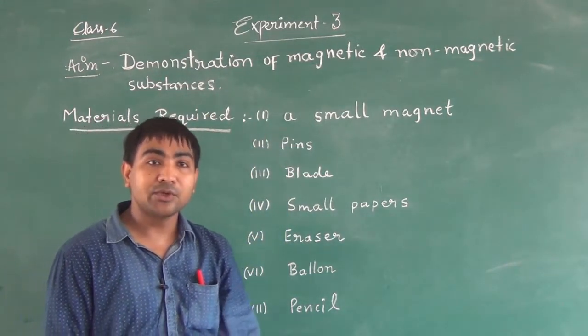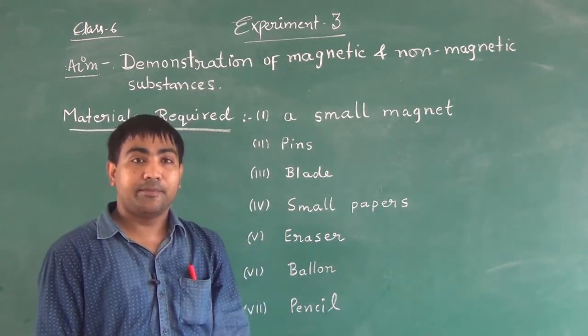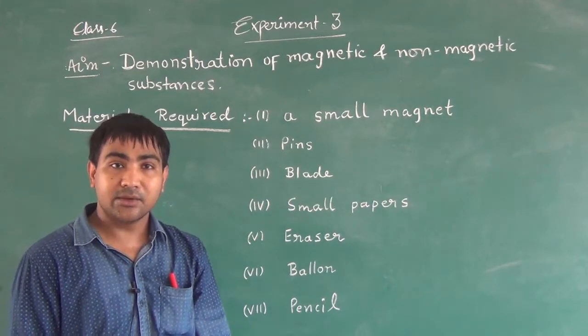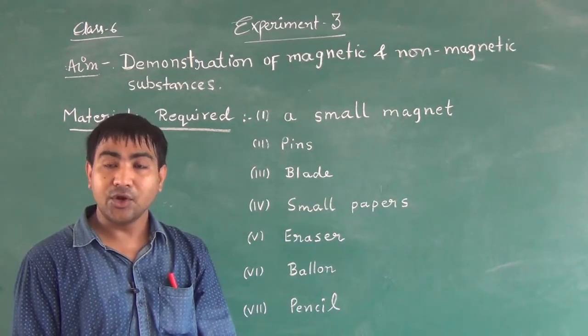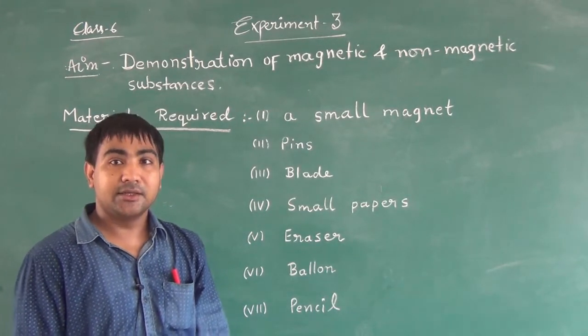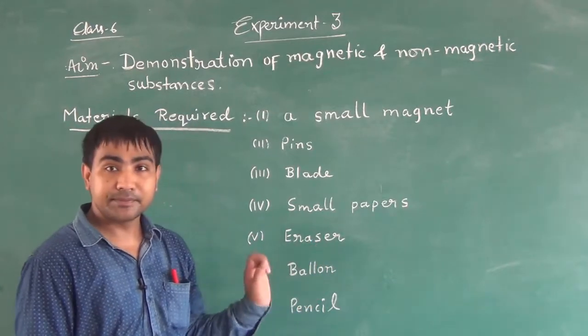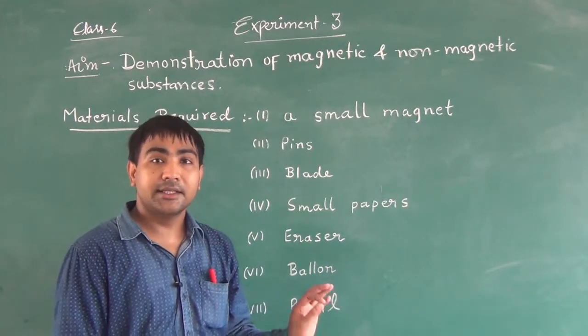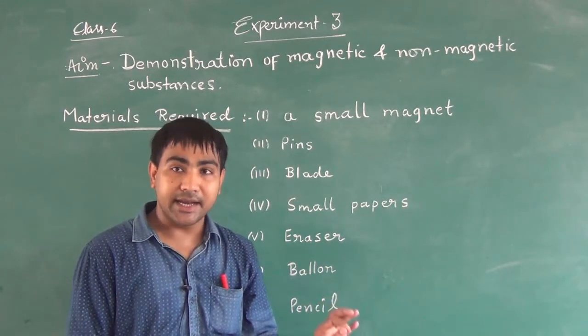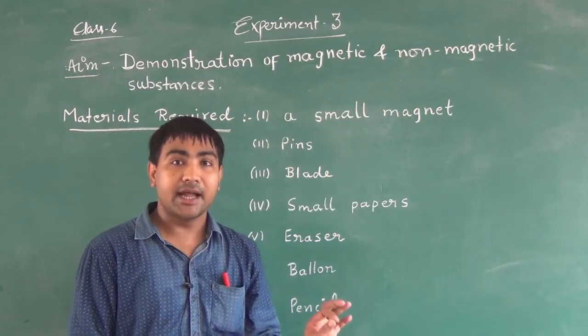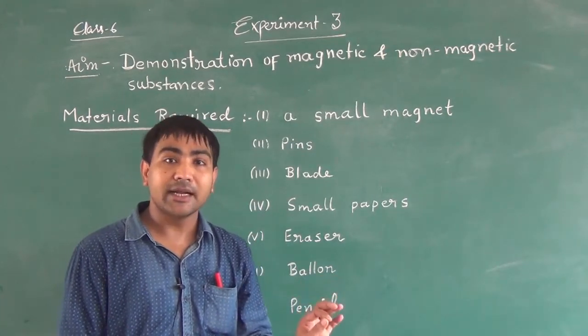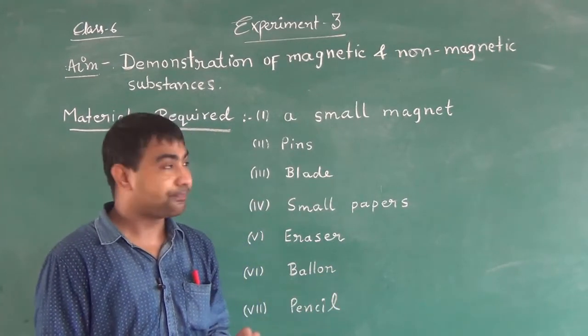Students, as we know that a magnet attracts only some substances, not all substances. So in this activity we will learn the materials which are attracted by the magnet and the materials which are not attracted by the magnet.